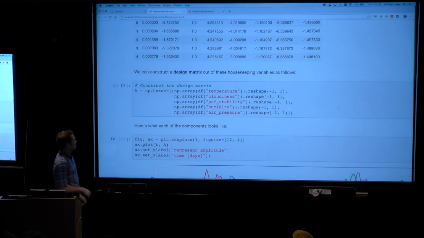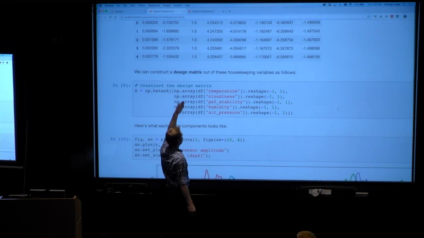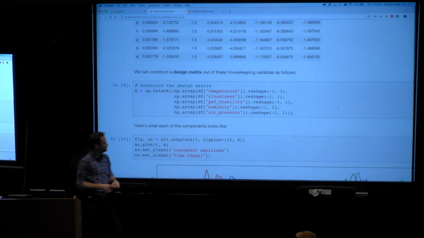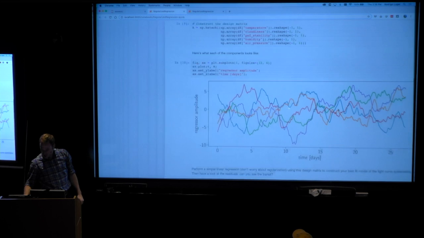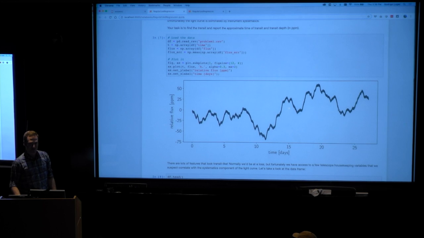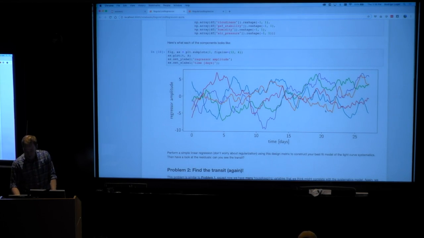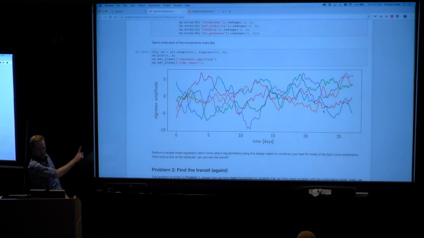It is tests, great. So notice I'm constructing my design matrix here by just horizontally stacking these regressors, 5 of them. And if I plot each of those columns, I get things that suspiciously look similar to the light curve itself. So our assumption that they're controlling the noise there is probably correct. It is, because this is a synthetic problem. But now, all you're going to do in problem 1 is construct your linear model out of this design matrix, subtract it from the data, and then look at the residuals and try to find the transit. And I want to know where the transit is and how deep it is.